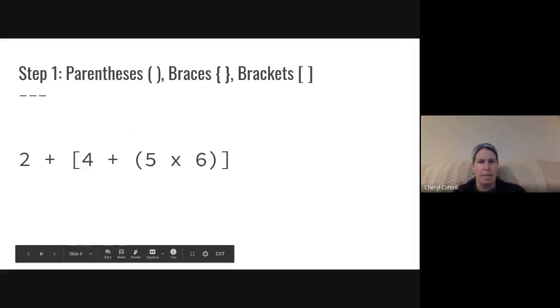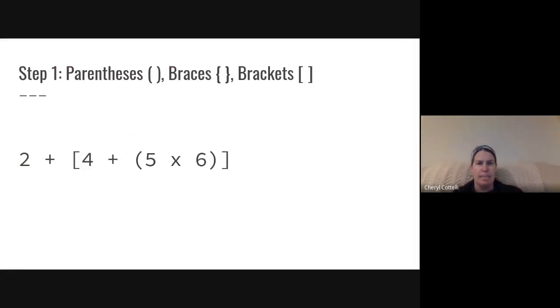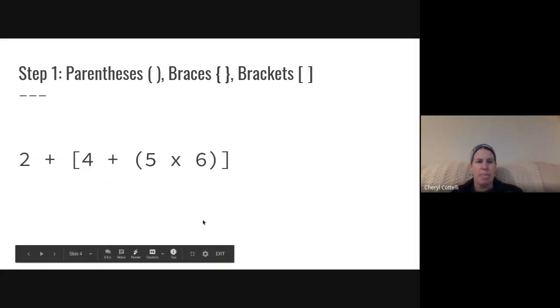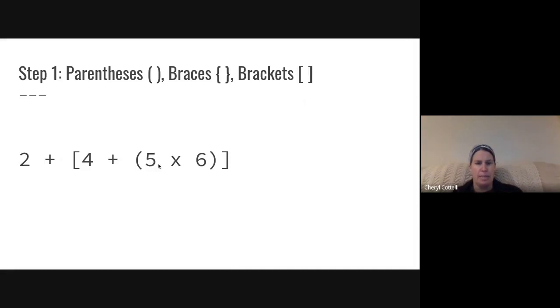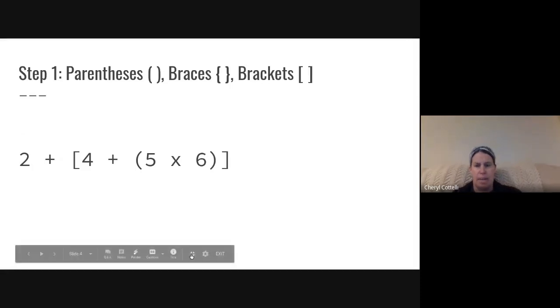So here's an example of a problem with parentheses. Sometimes you'll see some with braces, and you can think of braces that are on your teeth. They kind of look like braces, and then brackets are more square. So you would do parentheses, then braces, then brackets. You kind of work yourself from inside out. So in this problem, first thing we would do is the parentheses, which would be 5 times 6, which would be 30. And then you do what's in the brackets, 30 plus 4, which is 34, and then plus 2. So the answer would be 36.